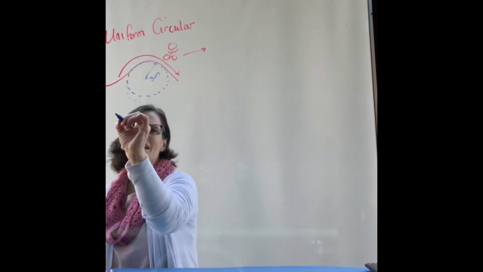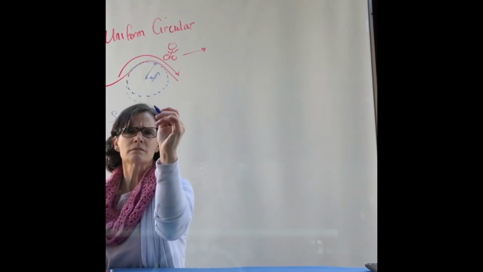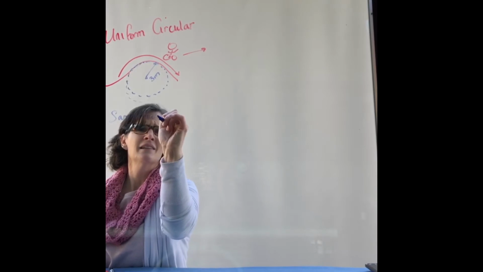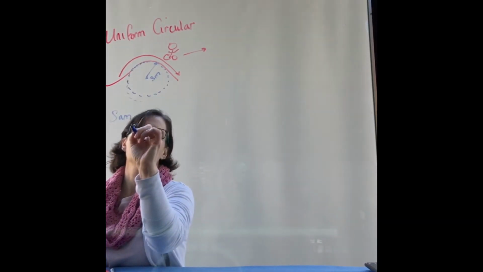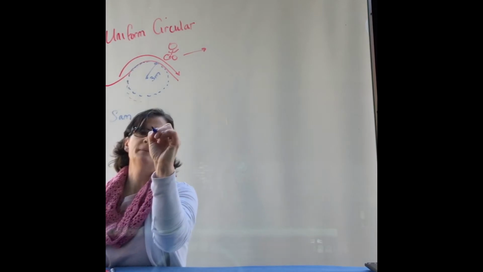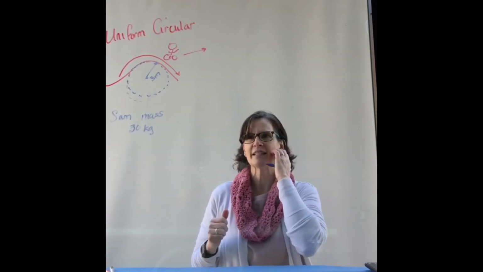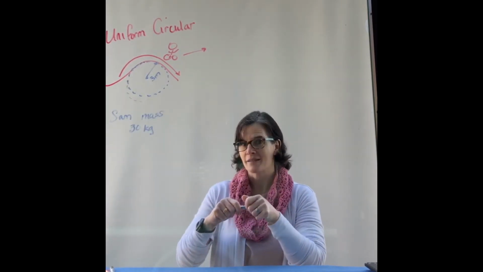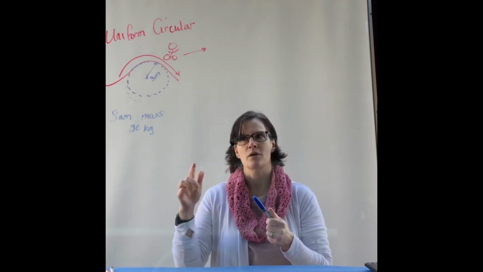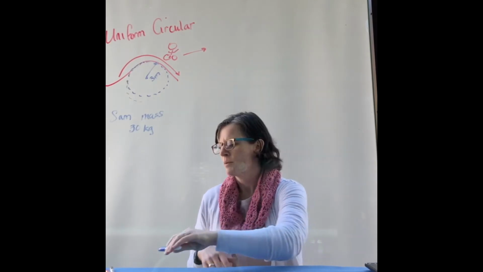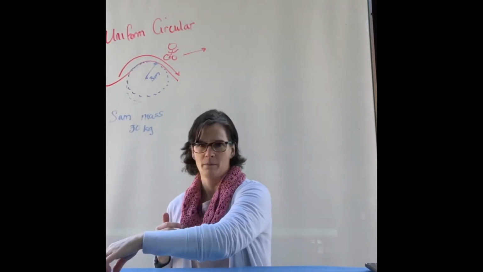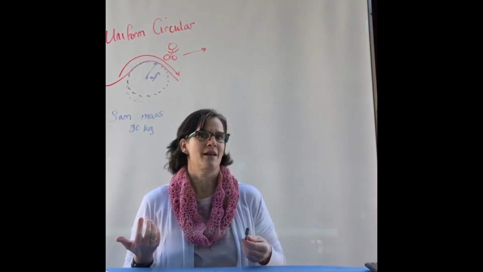All right, so let's say that Sam has a mass. He's only 4 after all, so we'll say he has a mass of 30 kilograms. All right, so how fast does Sam have to be going in order to lose contact with the hill at the top? Well, with any circular motion problem, we have to do a force analysis.